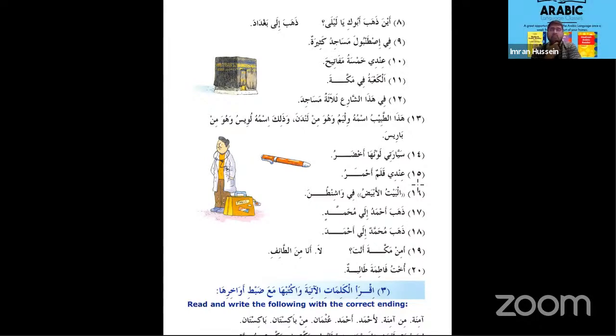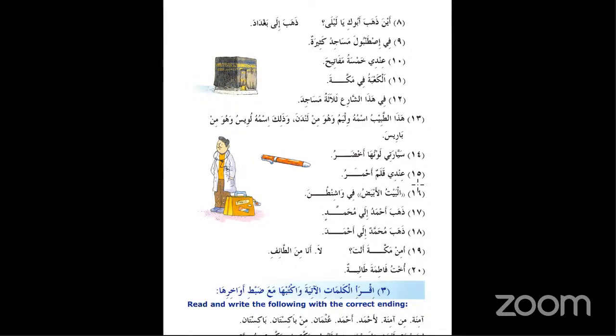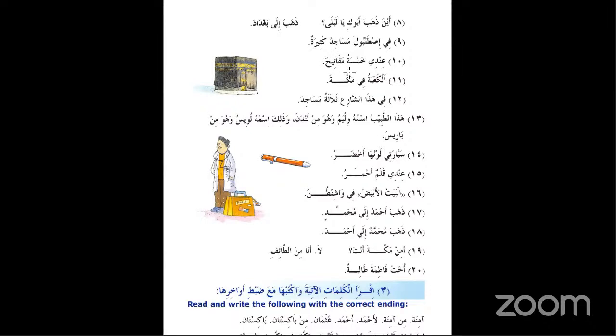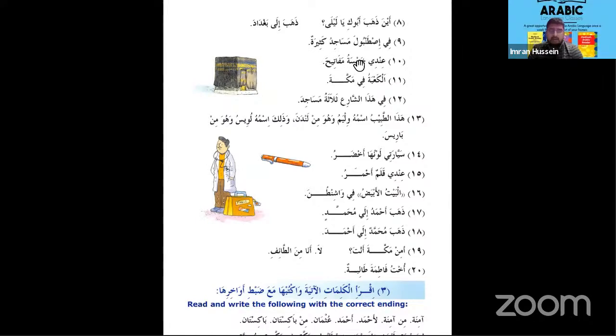Fi Istanbul masajidu kathiratun. In Istanbul, there are many mosques. Correct. Now, the word Istanbul is a dipto, and it's not Istanbulin, but Istanbula. And the word masajid is not masajidun, because after the alif there are two letters, and that's a dipto. So it's masajidu instead of masajidun. Kathiratun is singular feminine because it's an adjective for a ghayr aqil plural, masajid.